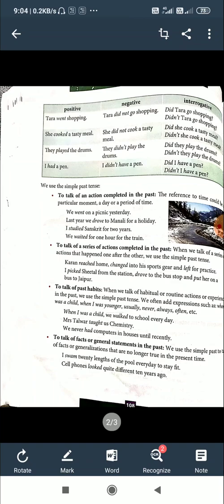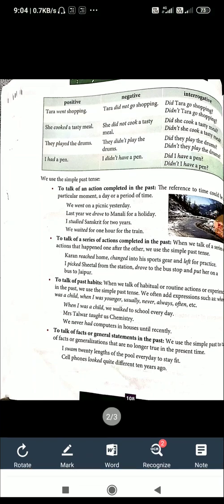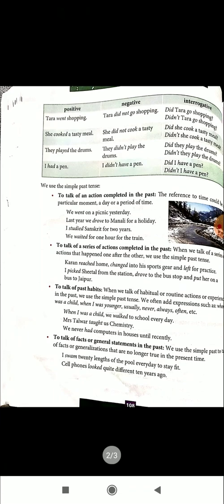Third, to talk of facts or general statements in the past. We use simple past to mention facts or generalizations that are no longer true in the present time. I swam 20 lengths of the pool every day to stay fit. Cell phones looked quite different 10 years ago.